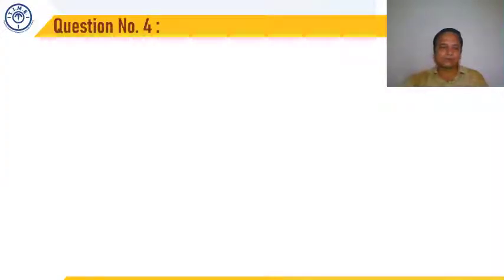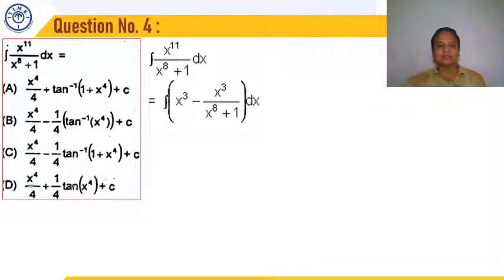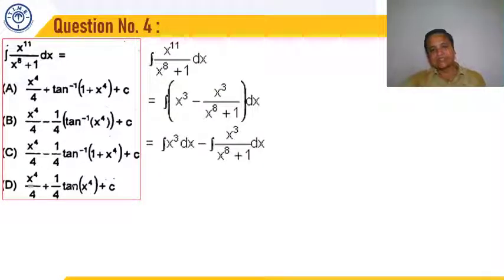Moving further, question number 4 of the handout. Now the expression in the numerator is of higher degree than in the denominator. X to the power 11 upon x to the power 8 plus 1. So how do we solve this type of expression? First we divide the numerator by denominator. We write this as x cube minus x cube upon x to the power 8 plus 1. Now the first part is easily integrable, and for the second part we have to just substitute a value. It says x cube dx minus x cube upon x to the power 8 plus 1.